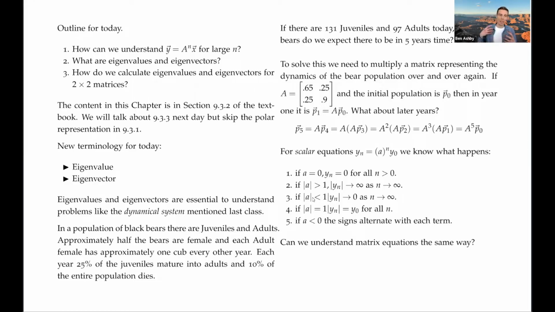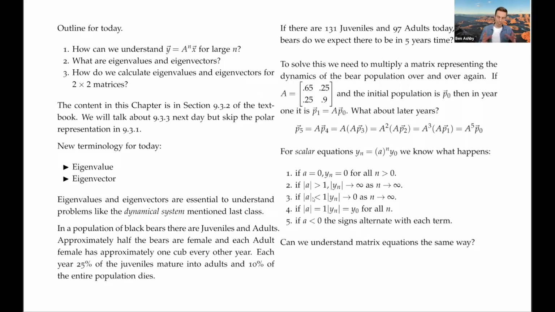We can understand what's going on by looking at some special properties of our matrices, which are referred to as the eigenvalues, which are scalars, and their associated eigenvectors, which are vectors.